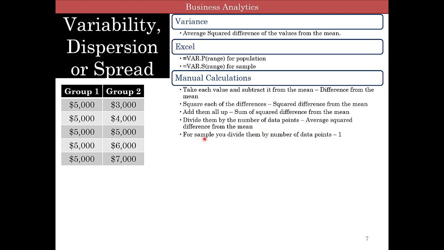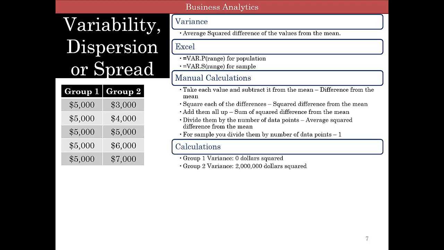If it's a sample, you have to use number of data points minus 1. And this is mathematically shown that for a sample, it's important to do that. I won't get into the details on why you have to do that. I'll just take it that if you have sample values, you have to use number of data points minus 1. If you use population values, you just have to divide it by the number of data points to get the average squared difference from the mean.